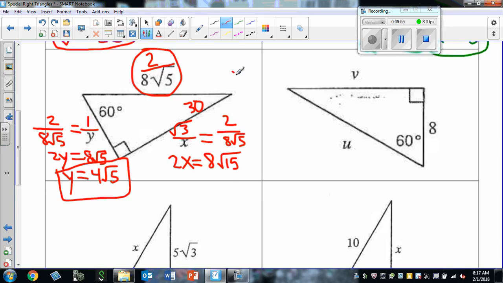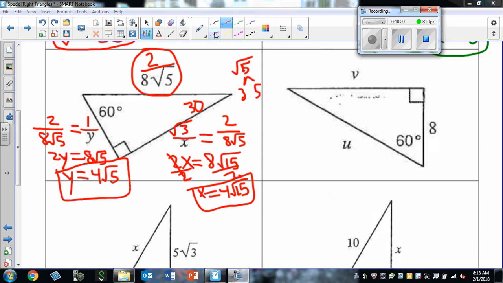You could try and break it down if you wanted to, but 15 is 3 times 5. It doesn't break down. So all I need to do is divide by 2. X equals 4 square root 15. So this problem looked bad, but it's just the same as all the others.